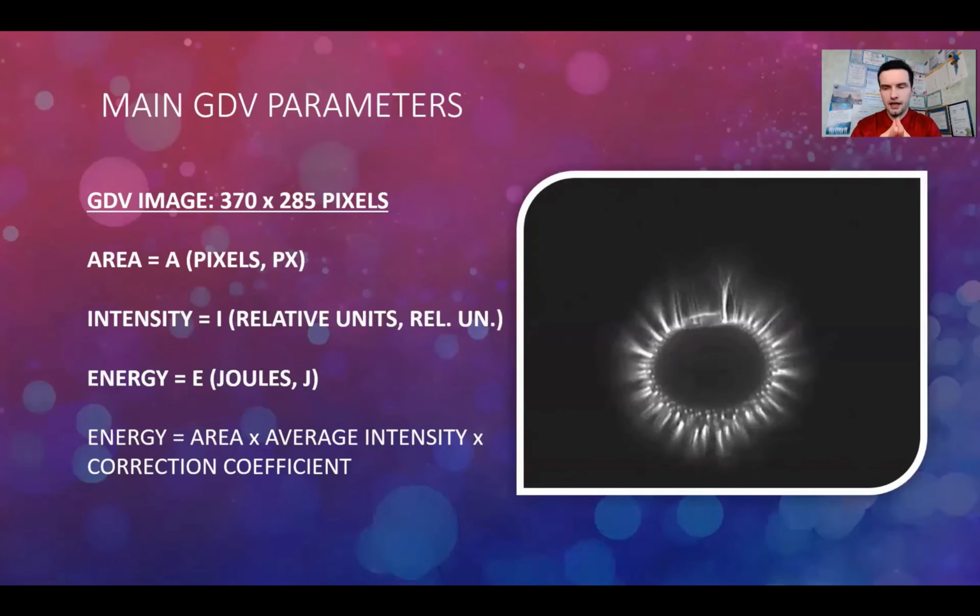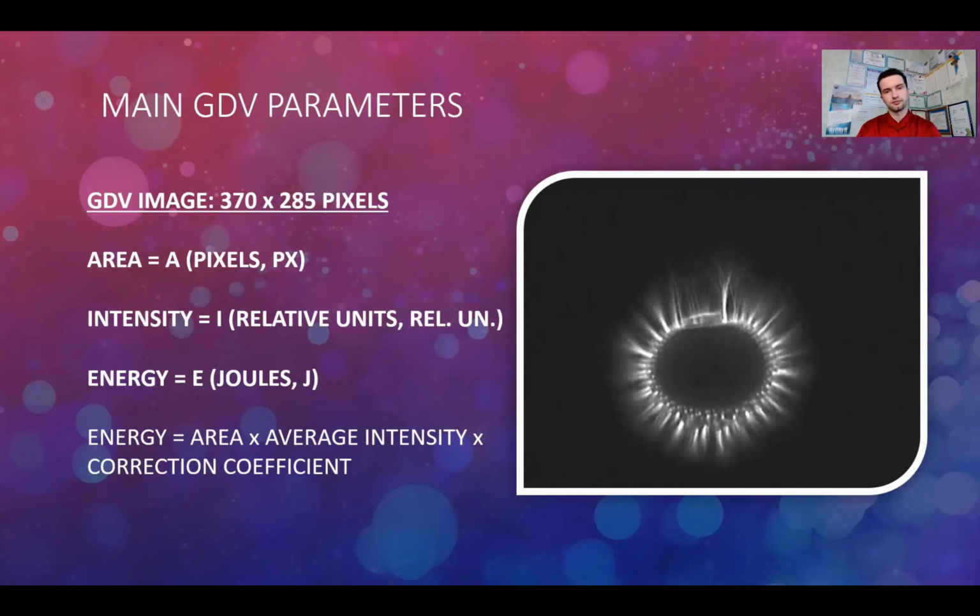So we have a digital image, like you see on this screen in a grayscale mode. Each digital image has pixels. In case of the Biowell, the size of the image is 370 by 285 pixels. Fixed. It's always like that. It's always 370 by 285.